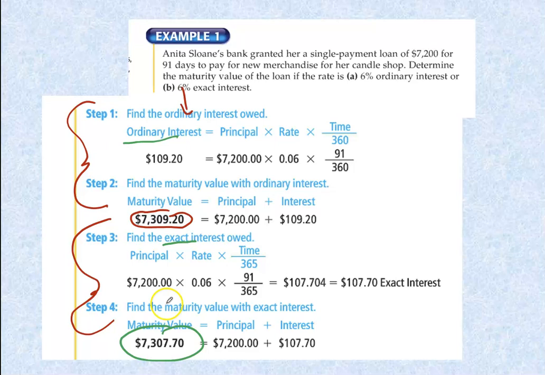On your problems, it's going to say if it's ordinary or exact, and then you need to do these two steps. Find the exact interest owed, and then find the maturity value by adding your money plus your interest. Now you can go on to the practice.